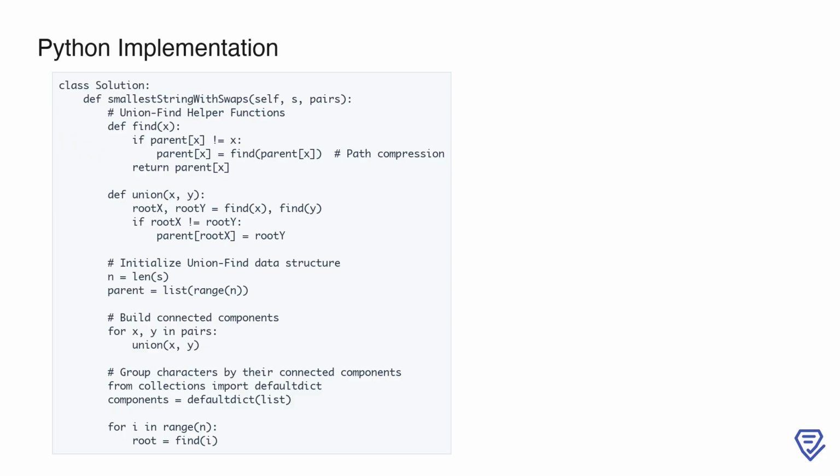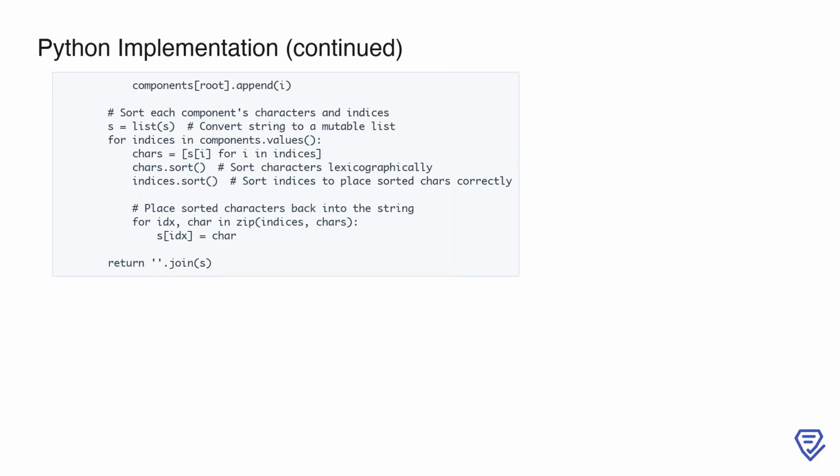Finally, we create a default dict to organize the characters into their respective connected components. For each index in the string, we find its root using the find function and group the index under the corresponding component in the dictionary. Once the connected components are built, we append the indices of each component to the component's dictionary. Converting the string S into a mutable list allows us to modify it efficiently.